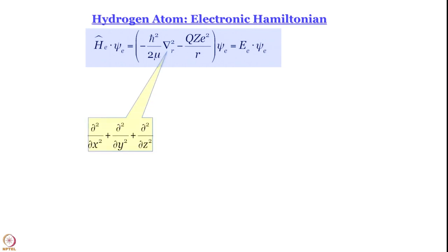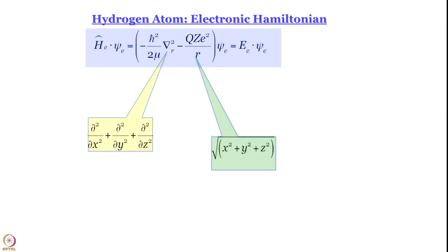So, we know very well that the Laplacian is written as ∂²/∂x² + ∂²/∂y² + ∂²/∂z². And even if we do that, we can perhaps try to write ψe as a product of ψe(x), ψe(y), ψe(z), and try to separate the variables. We would have been successful in doing it if the second term was not there.